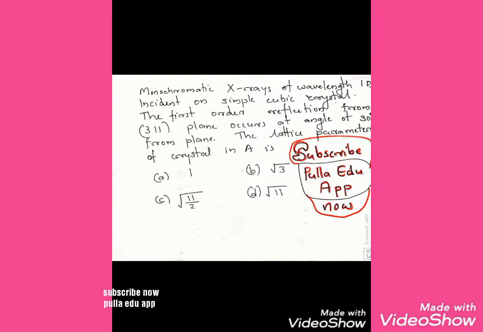Monochromatic X-rays of wavelength 1 Angstrom are incident on a simple cubic crystal. The first order reflection from the 311 plane occurs at an angle of 30 degrees from the plane. The lattice parameter of the crystal in Angstrom is: option A, 1; option B, root 3; option C, root 11 by 2; option D, root 11.